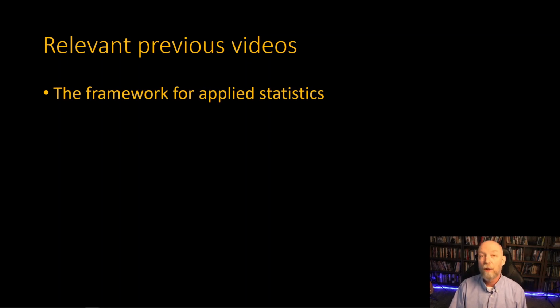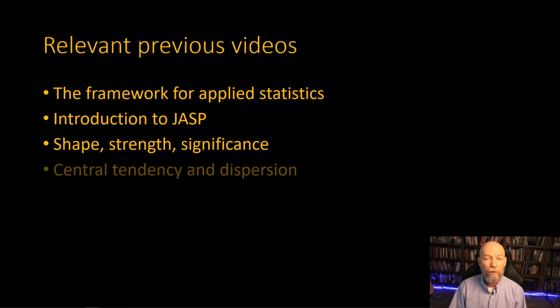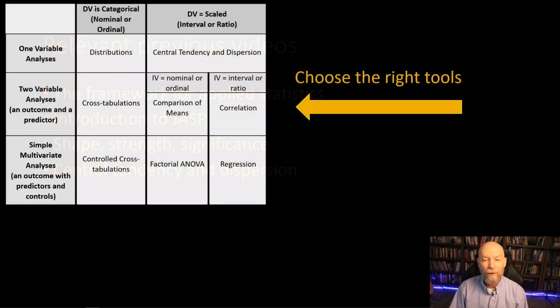why I'm using the framework I am and how that framework is put together, how to use the statistical analysis program that I'm using for these videos, how to understand shape, strength, and significance in the somewhat simplified and direct way that I'm using those terms, and you need to have watched some information about central tendency and dispersion, because the central tendency and dispersion discussion in the previous video is now taken out of a univariate context and put into a bivariate context.